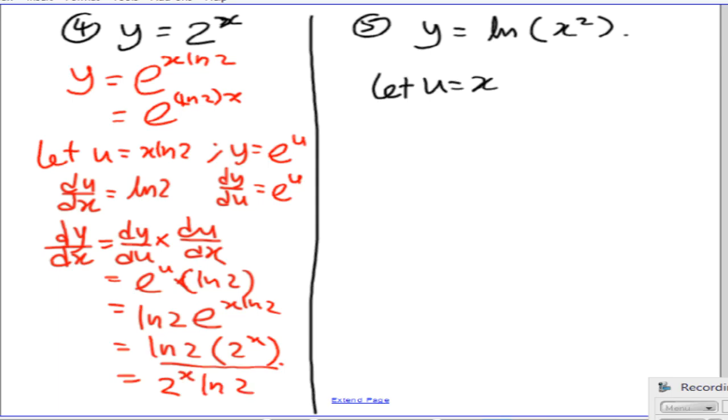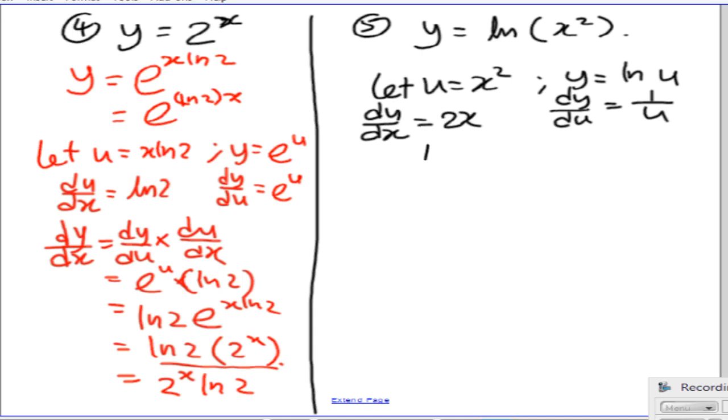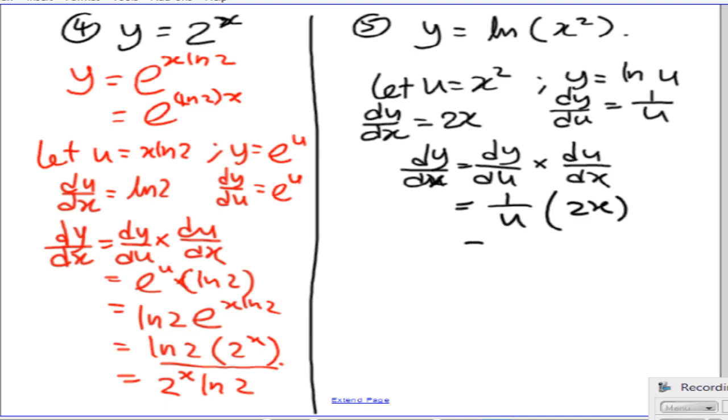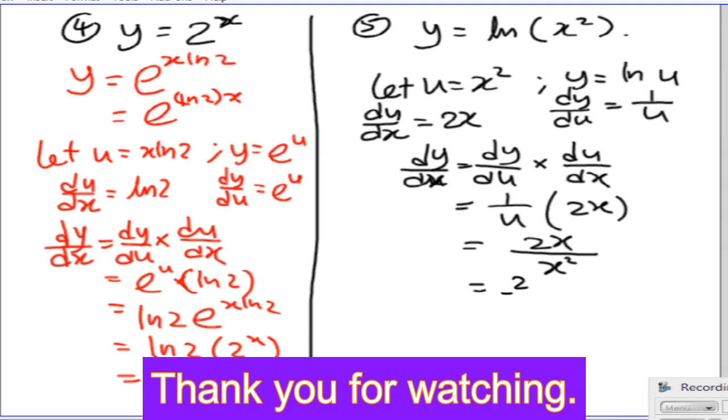Let u equal to x squared, and y is going to be ln u. So dy du is going to be 1 over u, and du over dx is going to be 2x. Therefore, dy over dx is equal to dy over du times du over dx. So dy over du is 1 over u times 2x, or 2x over u, and u itself is x squared. So you can see that the answer is that we have 2 over x.